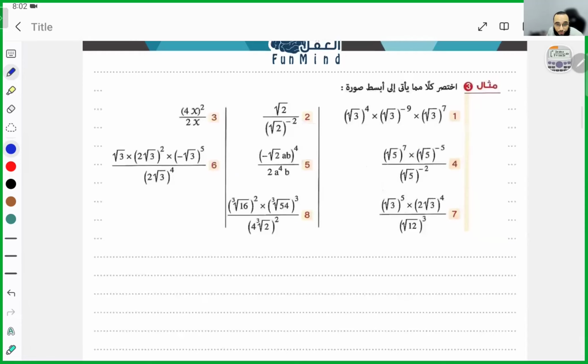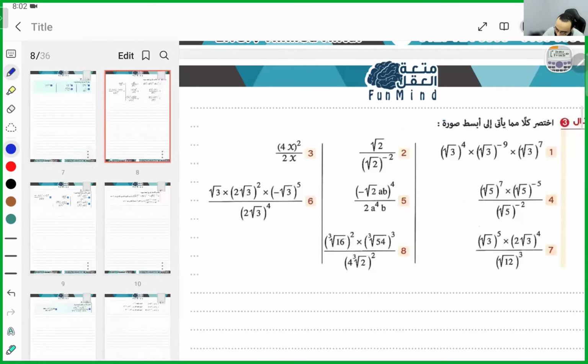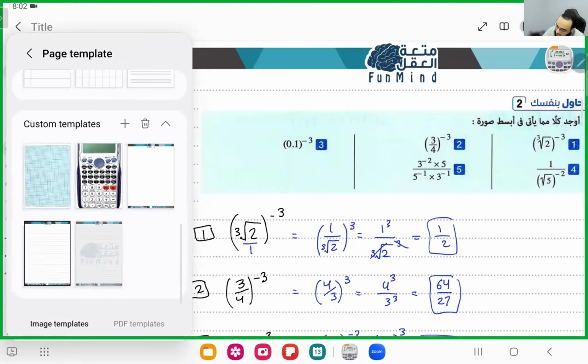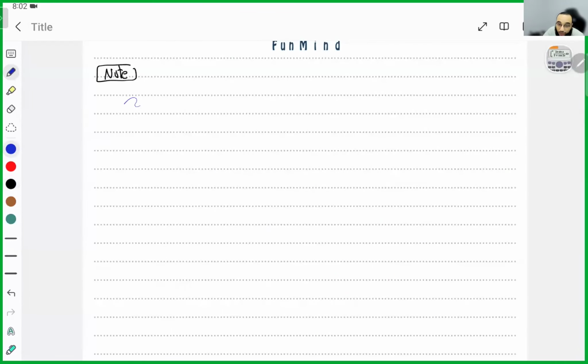Before taking the question, there is a note. Firstly, if you have a power of n times a power of negative n, it's going to be 1. Why? Something like 3 power of 5 times 3 power of negative 5. 3 power of negative 5 equals 1 over 3 power of 5. So this deletes this.